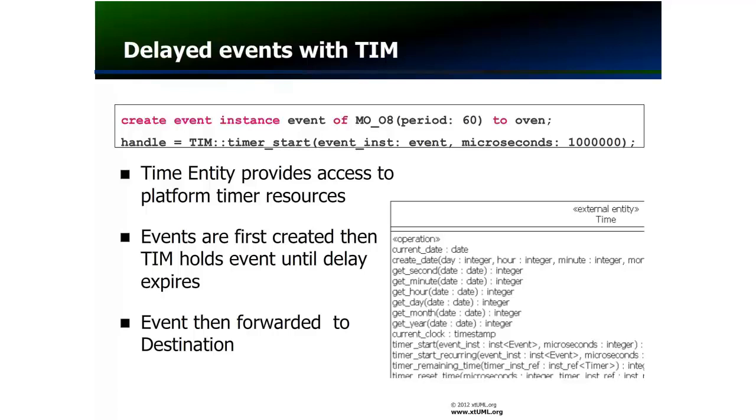Since the progression of time inside this entity is linked to the global simulation time, it is more reliable and ultimately leads to a more accurate model. Once this prescribed delay has expired, the event is then forwarded to the destination instance and placed in the appropriate event queue. At the top of the screen is an example of creating an event and then using the timeStart function within the time entity to delay the arrival of this event. As the example shows, implementing delayed events with this approach is easy.